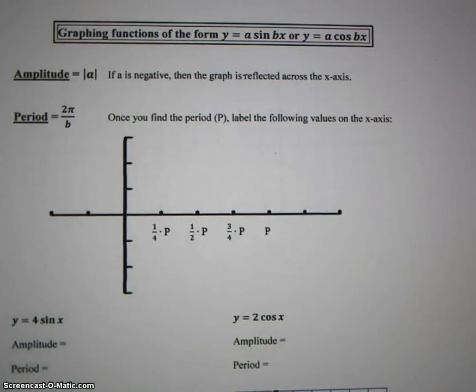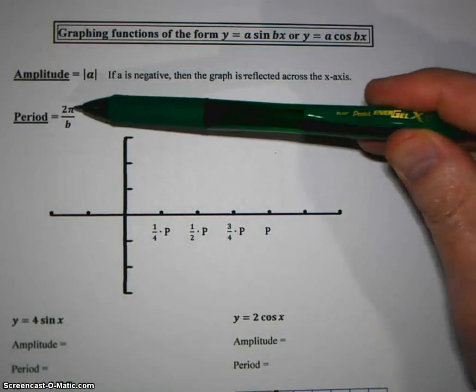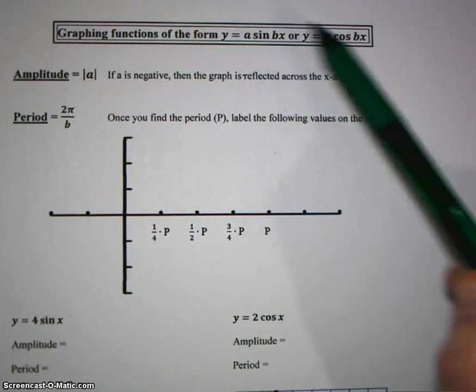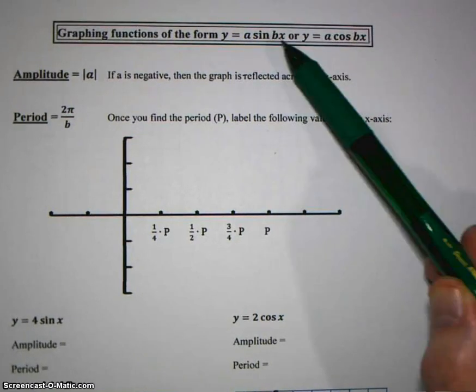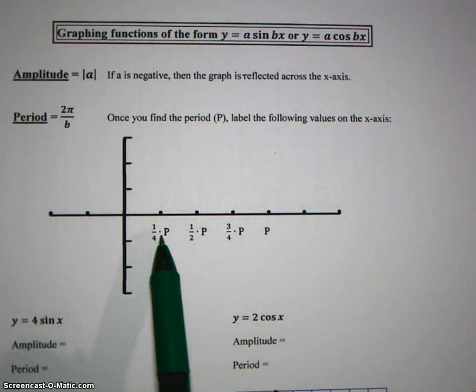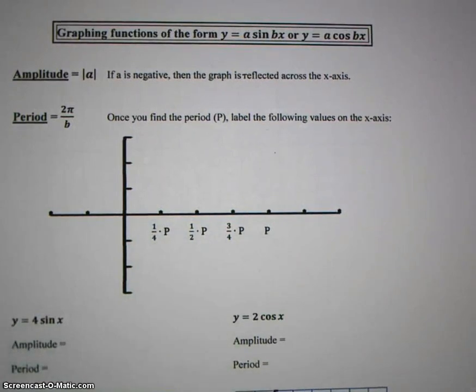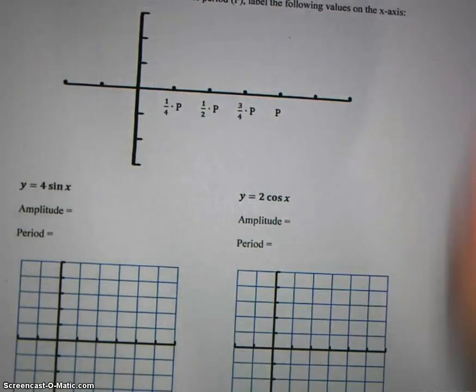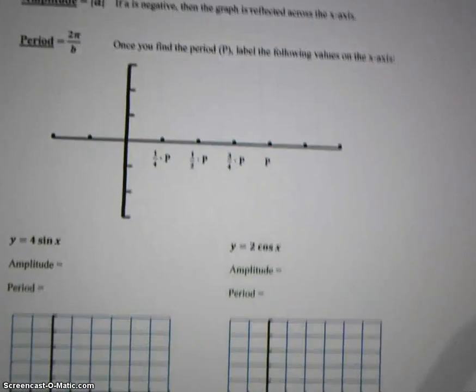And then we will figure out our period. Our period always starts at 2 pi, and then we will divide by whatever this B number is. Then we will find these important 4 points, and I'll show you how we do that here in just a second. All right, so let's start with this one.